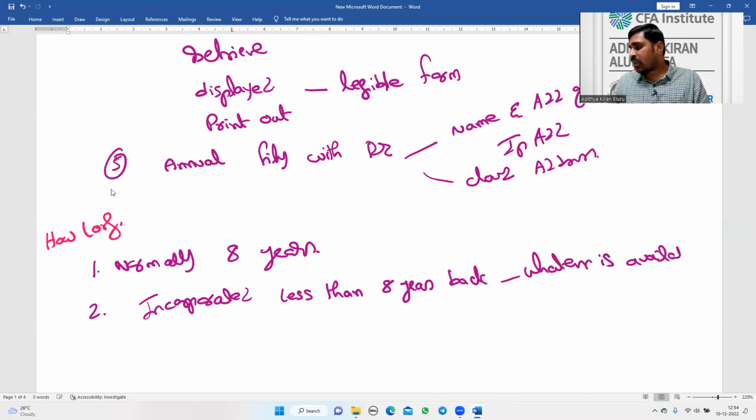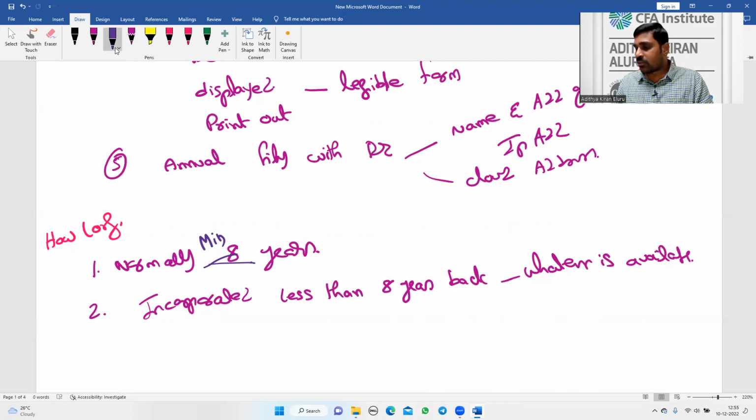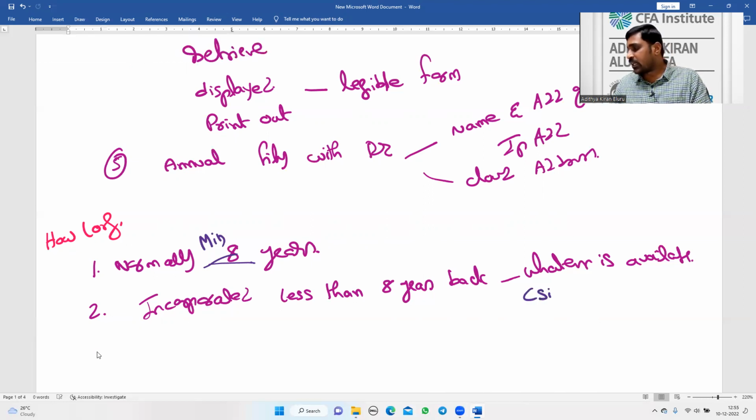Whatever is available, you have to maintain. Normally 8 years is the minimum, not the maximum. You can maintain more than that also. If incorporated less than 8 years back, whatever is available since the date of incorporation, say 3 or 4 years, whatever is maintained.